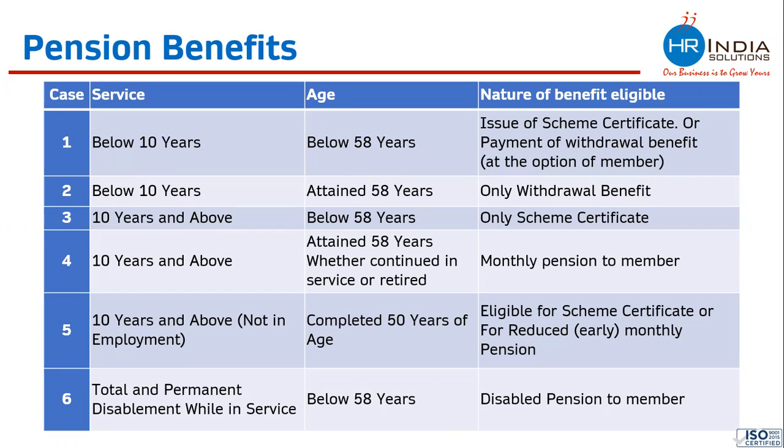On the basis of loss of earning capacity, this disablement percentage is decided. A carpenter losing both his hands has lost 100% of his earning capacity, or a signal engineer who used to give colorful signals, red and green, if he becomes color blind, he will become permanently totally disabled.